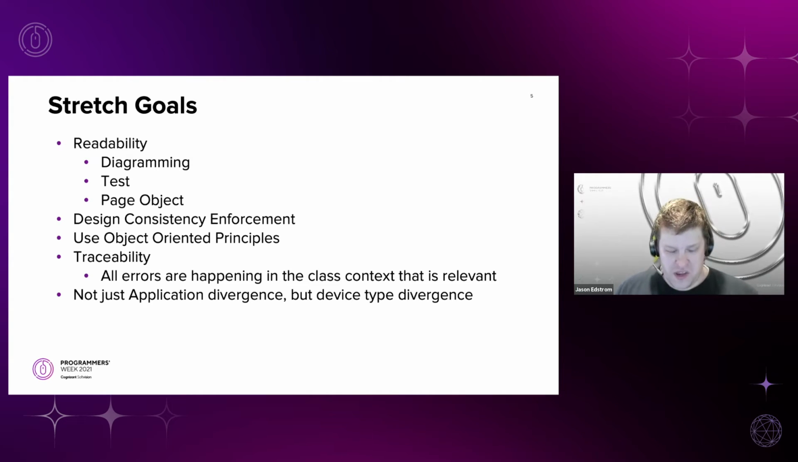And then as one extra piece, we don't just want to cover application divergence, we want to cover device divergence as well. The important part for device divergence comes from tablets and phones. Tablets typically use master lists and detail views, which is inherently different than the phone's approach of shifting the scene from one direction to the other.